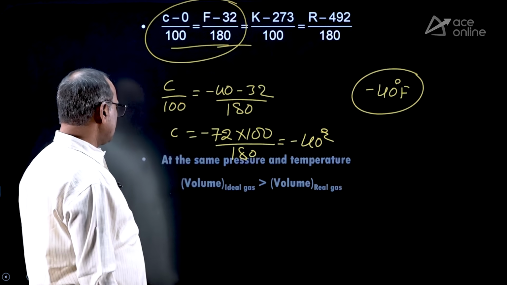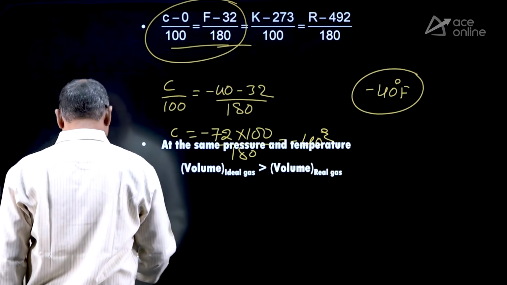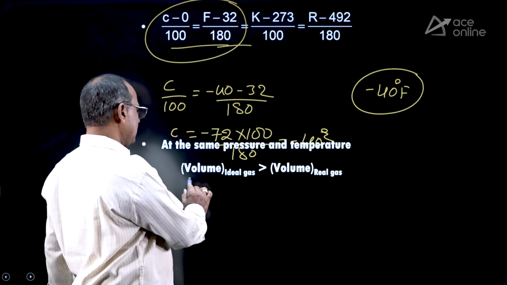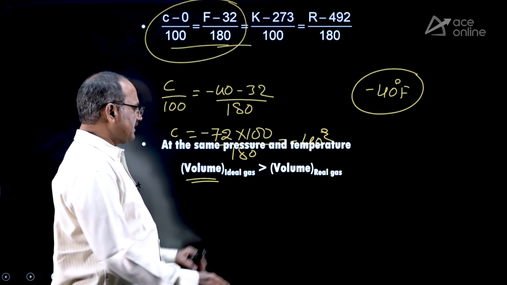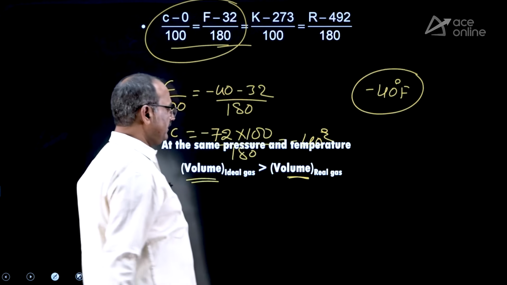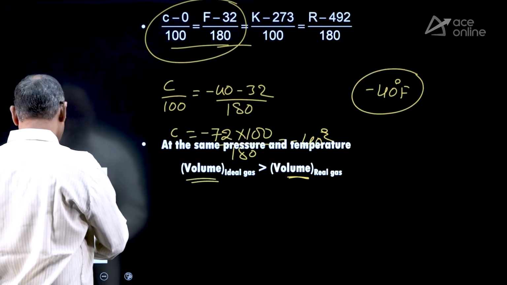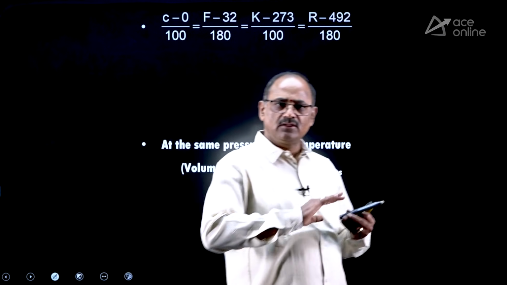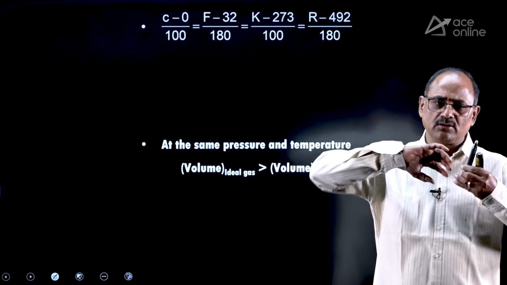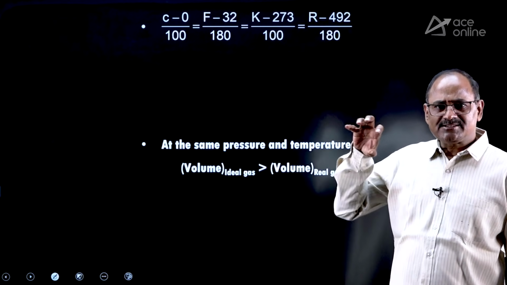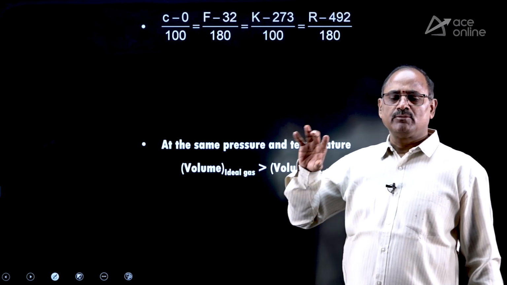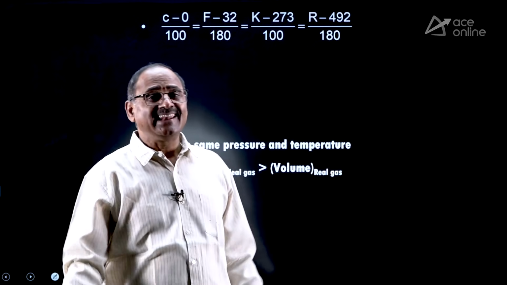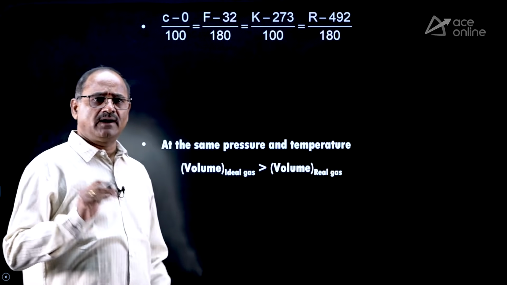Similarly, look at another important point. Dear friends, remember, at the same pressure and temperature, the volume occupied by an ideal gas is more compared to the volume occupied by a real gas. The reason for that is, you know, in an ideal gas there is no controlling force between the molecules. Since the molecular attractive force is 0 in the ideal gas, the molecules present in the ideal gas migrate more freely from one location to another location.